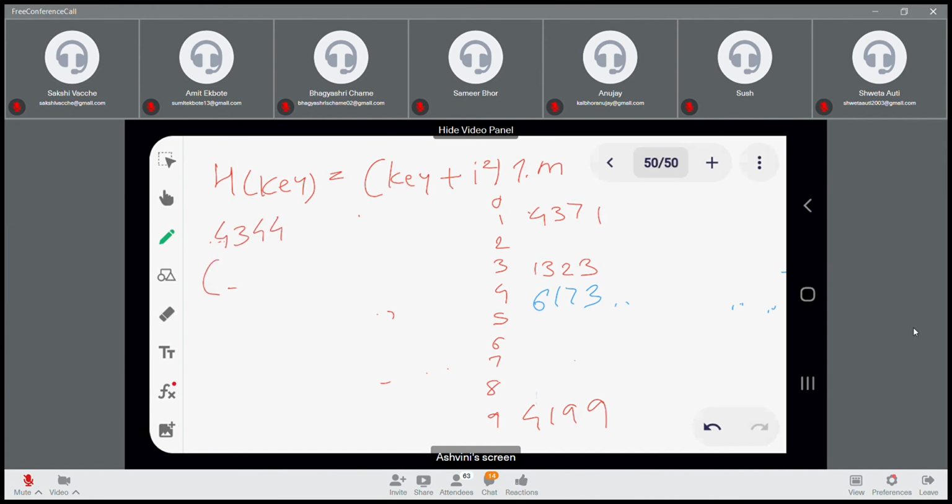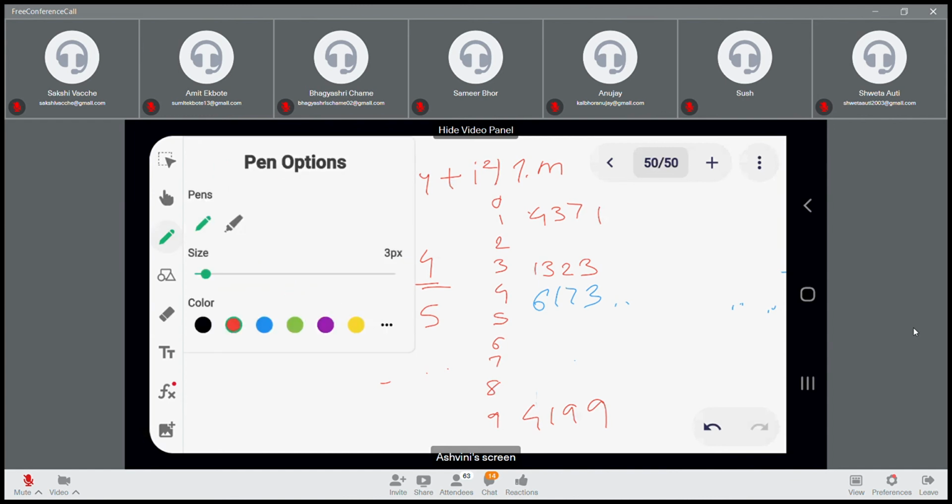So now the previous key is 4. 4 plus 0 square mod 10. What is the value? It is 4. So we have a collision here. So again 4 plus 1 square mod 10 is 5. Okay. So at index 5 I am going to place 4344.